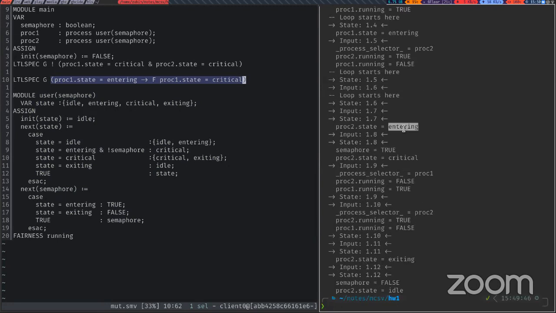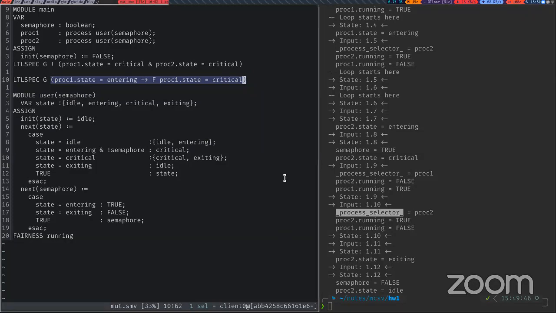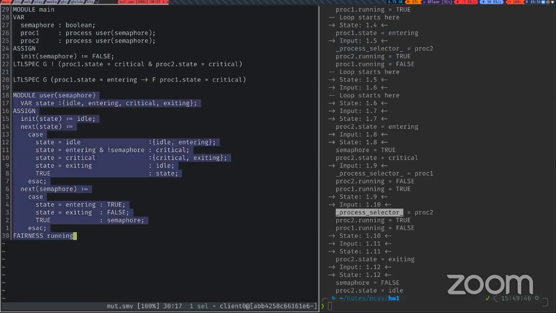Process 2 is entering, then process 2 enters the critical state. Process 1 starts running. No, you will have to say that both processes, no? So there's a running1 and running2. Each process has running1 and running2, so it's over here, right? It's for the module. So the fairness condition holds.